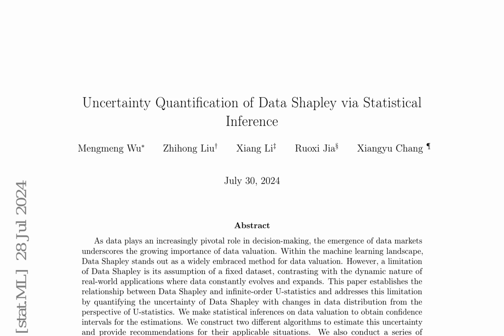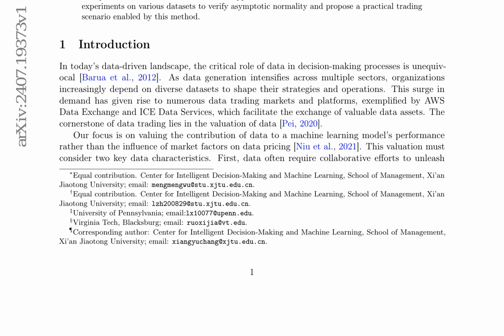The authors recommend applying these algorithms in situations where uncertainty quantification is crucial. Through experiments on diverse datasets, the authors verify the asymptotic normality of Data Shapley values, ensuring the reliability of their uncertainty quantification methods. Furthermore, they propose a practical trading scenario that demonstrates the applicability of their approach in real-world settings. This contribution has significant implications for the field, as it provides a robust framework for uncertainty quantification in data valuation.